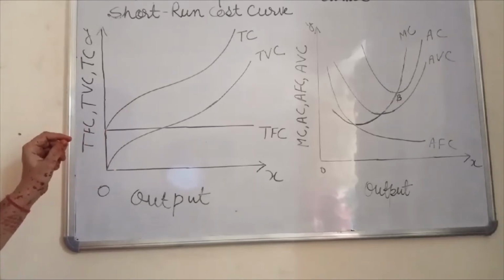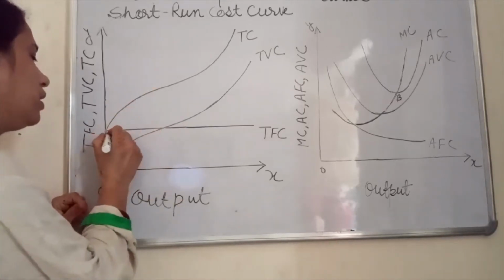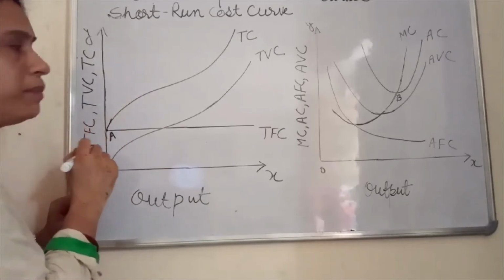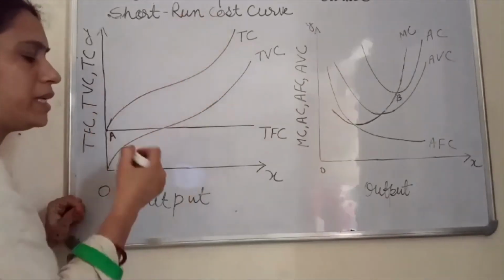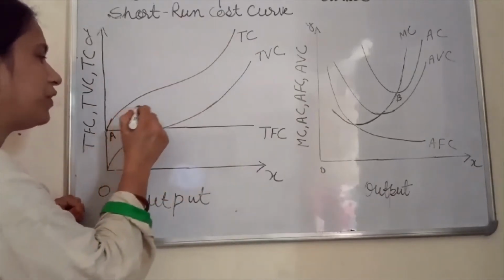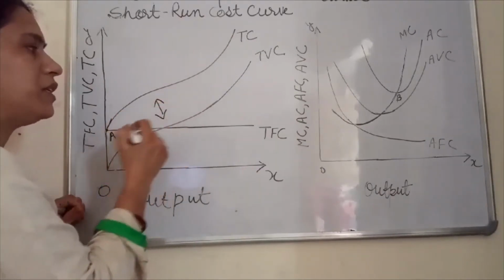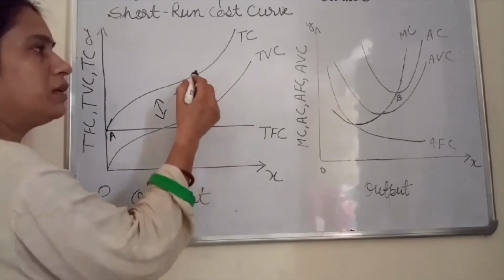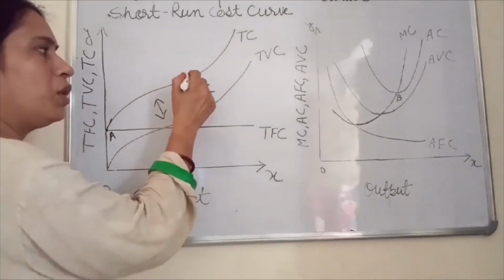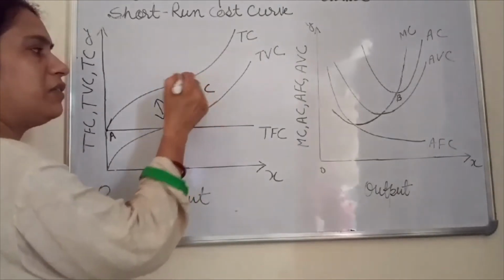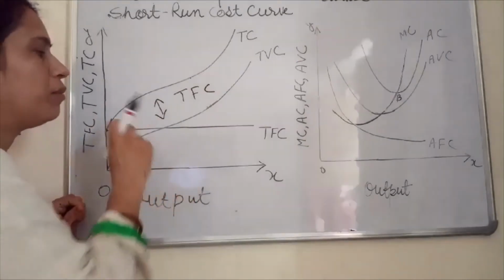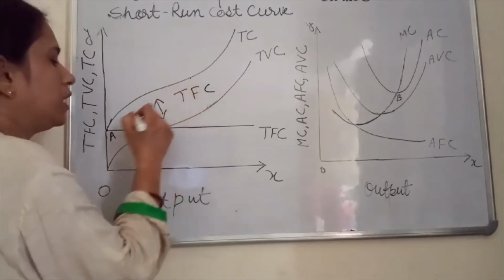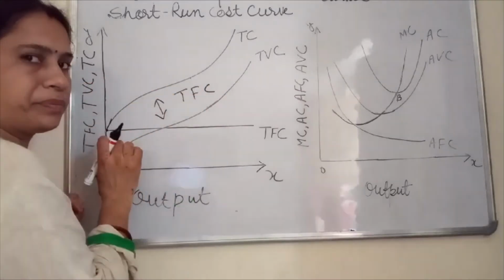Total cost starts where total fixed cost is. Suppose this is point A, TC starts from this point and goes up as the production increases. So the difference between TC and TVC shows TFC, because TFC plus TVC is equal to TC. The difference between TC and TVC always remains the same, because it shows TFC.